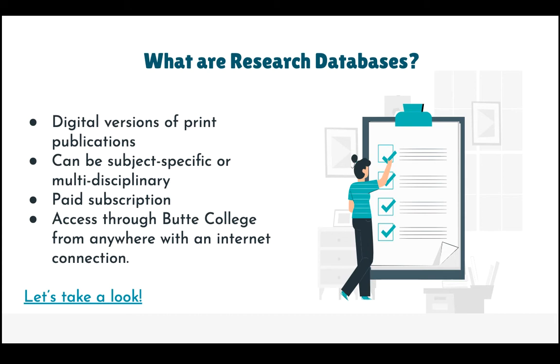So the databases are digital versions of print publications, and we pay for access to these databases. These are not things that you'll be able to find through a general Google search. You may be able to find some things through Google Scholar if you're familiar with that. But typically these things are found behind a paywall. And so the library pays for subscriptions to these databases. And the databases can cover a wide range of topics, or they can be very specific. We might have a database that just catalogs medical journals, for instance. You can access these databases through the Butte College Library, and I'm going to show you what that looks like right now.